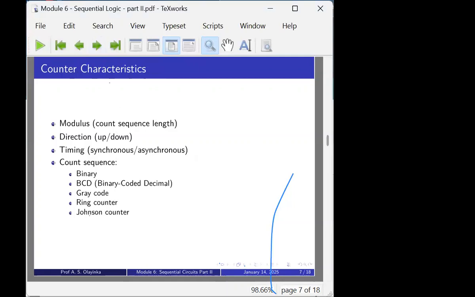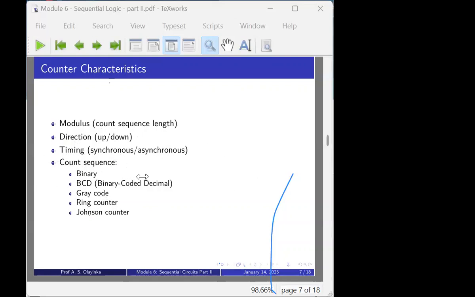What are the characteristics of counters? Number one, it has modulus characteristics. That is, the counting sequence length is one of the key characteristics that you will need to take note of when you're talking about counters. Number two, the direction can either be up or down. Number three, the timing can be asynchronous or synchronous.